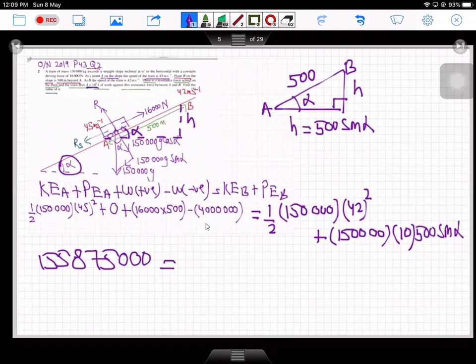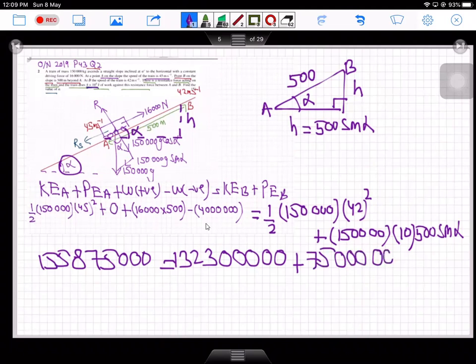This gives you 1,323,000,000. Okay. And then this value will come in terms of sine alpha. So 150,000 multiplied by 10 multiplied by 500. This gives you 750,000,000. So 750,000,000 multiplied by sine alpha.